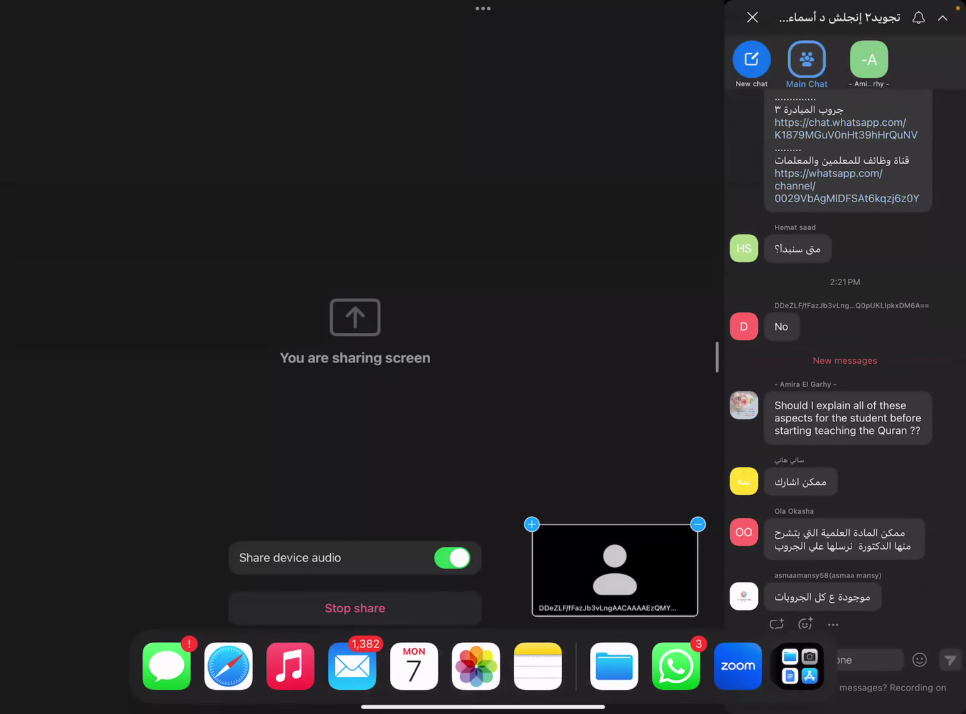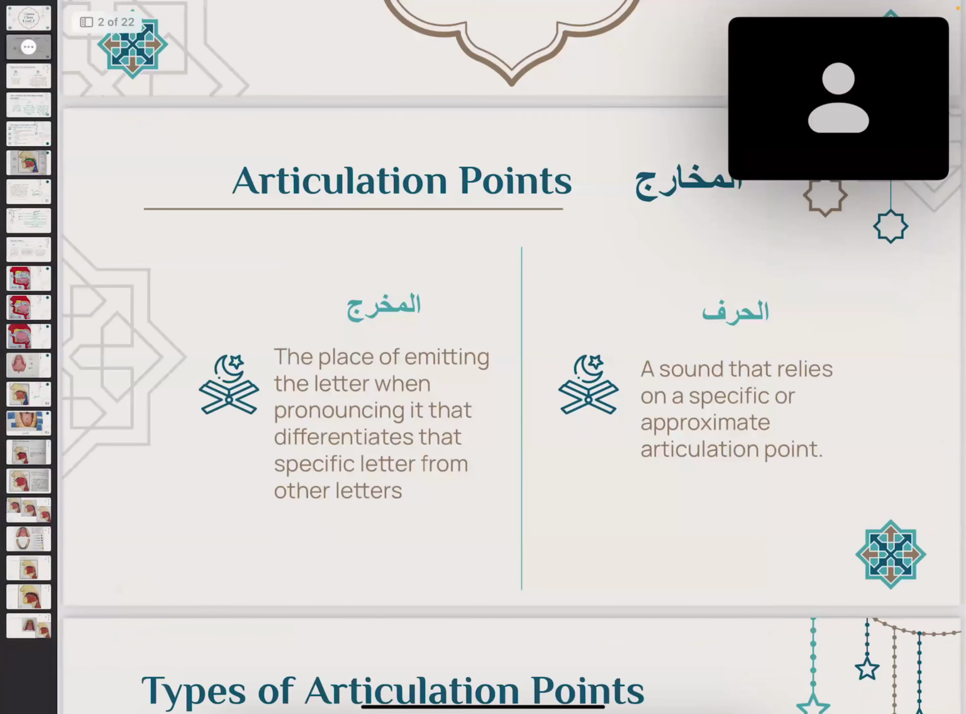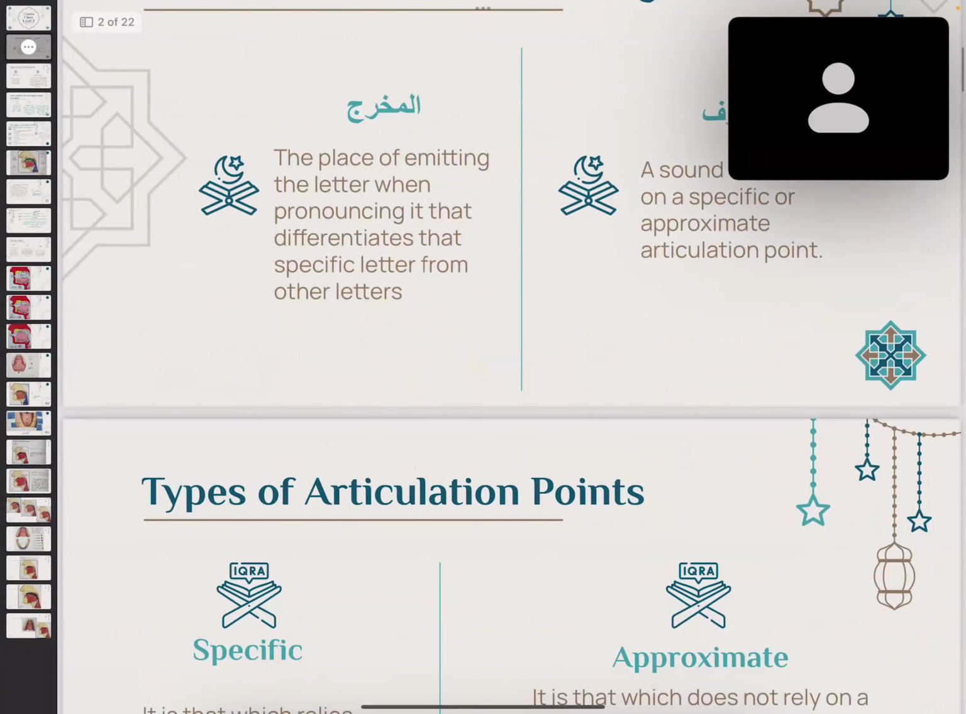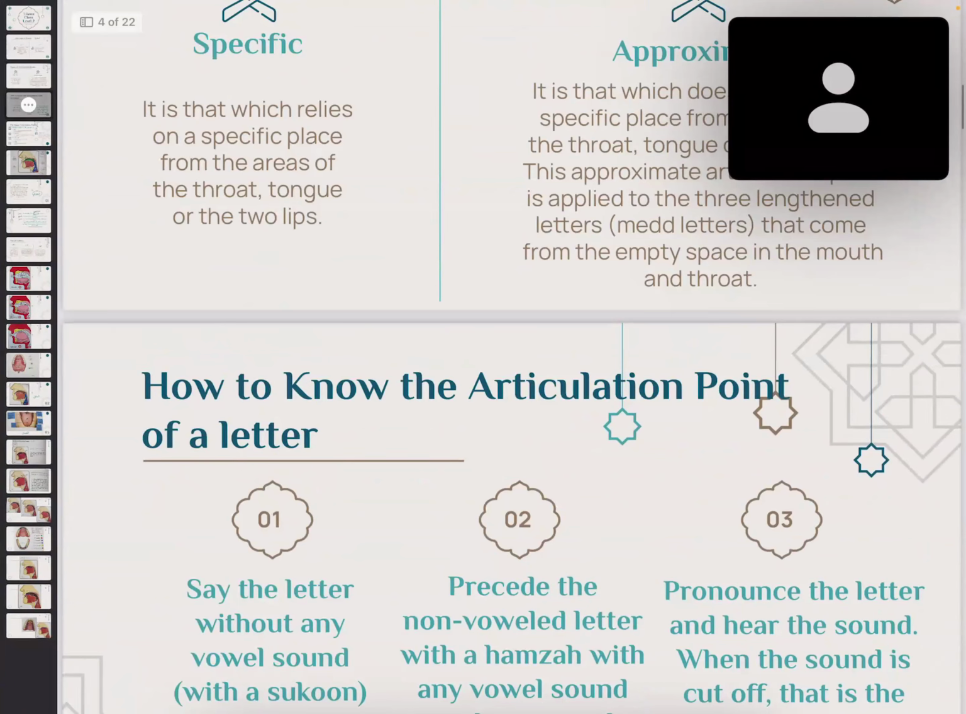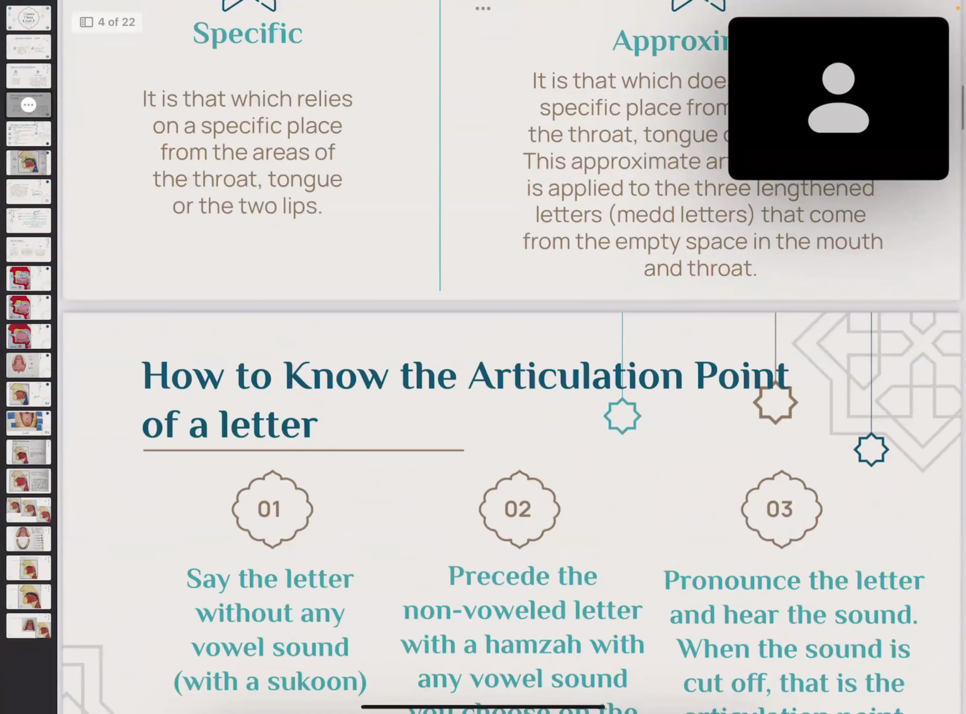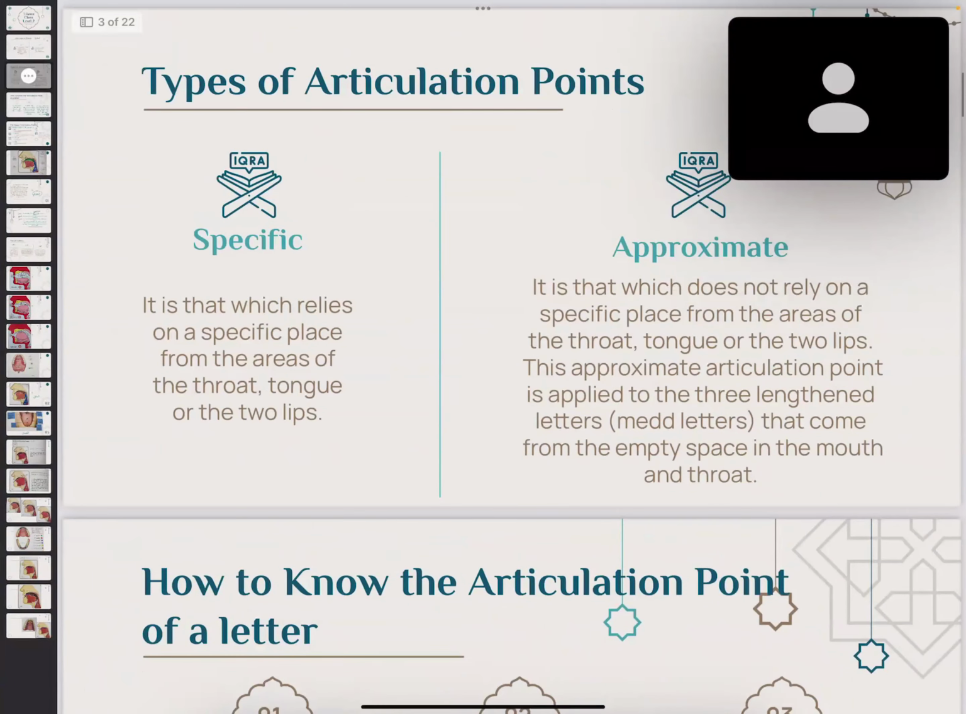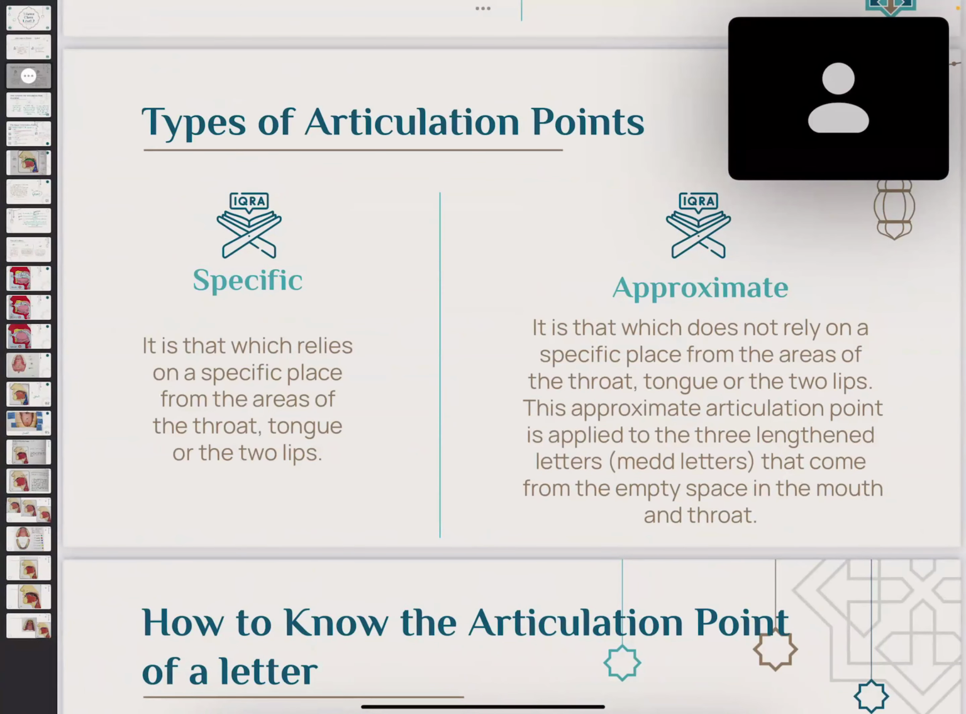Today our lesson was about المخارج, the articulation points. We have the major articulation points. It's the empty space in the mouth and throat. The major ones are the throat, the tongue, the lips, and the nose.